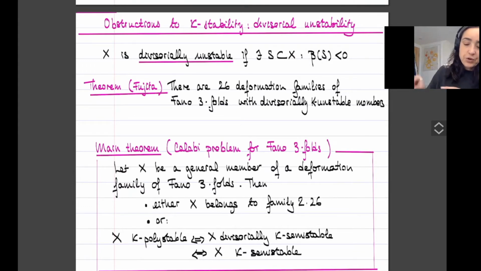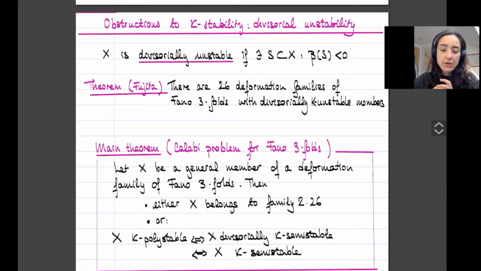This is a notion which is due to Kento Fujita, which says that X is divisorially K-unstable if you have a divisor on X which has negative beta invariant. So you don't need to go to models over X. The divisor actually lives on X. And Fujita examined all Fano threefolds and noticed that there are 26 deformation families of Fano threefolds with divisorially K-unstable members.